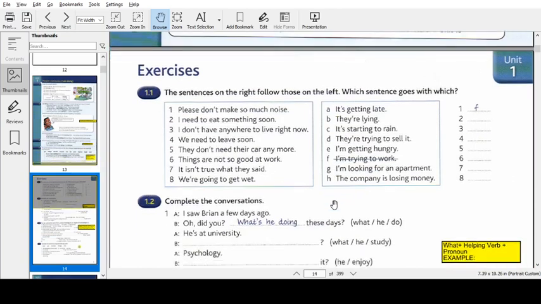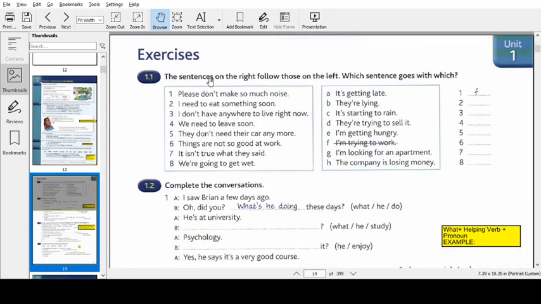Please come to exercise 1. The sentences on the right follow those on the left. Which sentences go with which? Here are certain sentences and here are certain sentences. You have to combine them. For example, please don't make so much noise. Look here. I am trying to work. They will go together because they have a logical connection. I need to eat something soon. What will come? I am getting hungry. So the rest you can do by yourself.